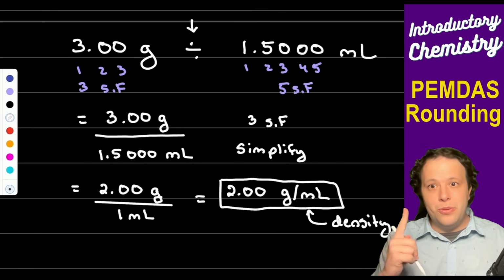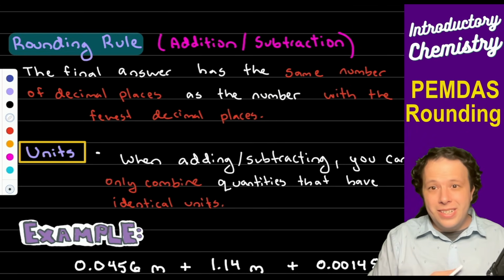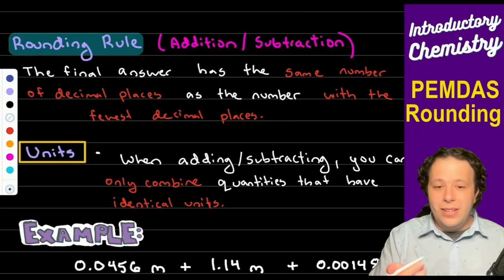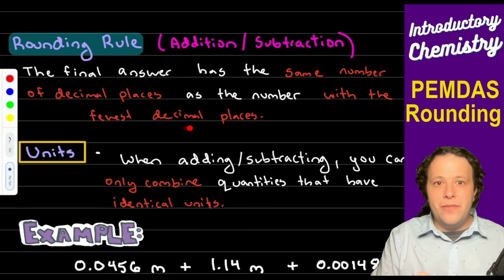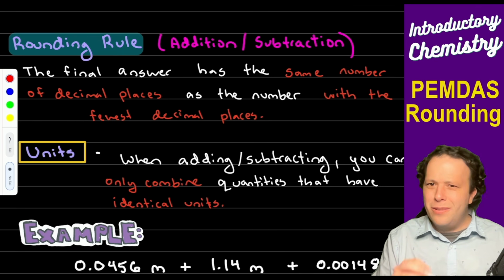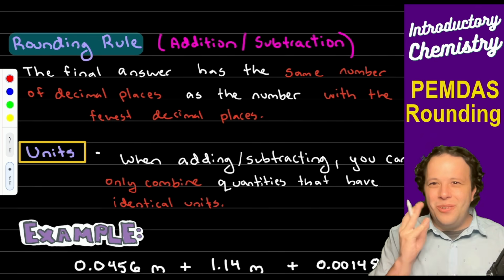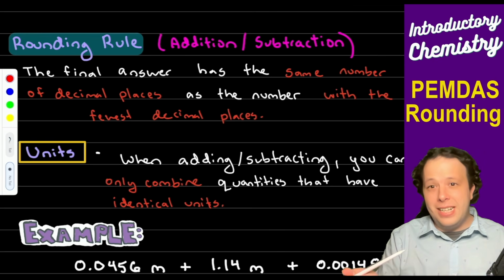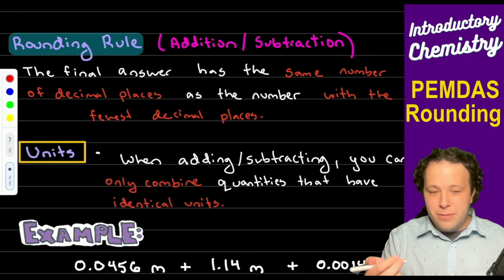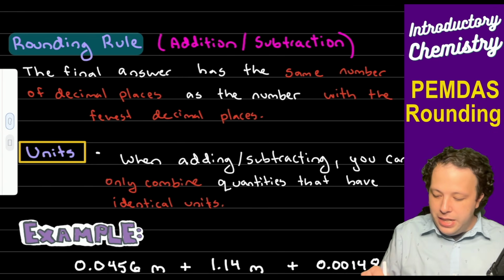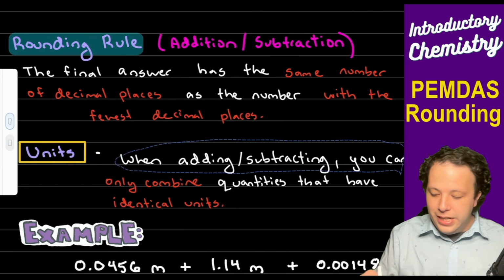Let's go on to the next one, addition and subtraction. For addition and subtraction, the final answer has to have the same number of decimal places as the number with the fewest decimal places. You're probably reading that like, what? Well, when we're going through this, we're going to be counting the decimals, meaning how many numbers there are past the decimal point. Whichever has the lowest number of decimals is what's going to define our number of sig figs.